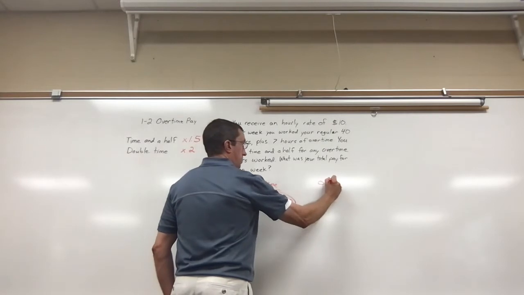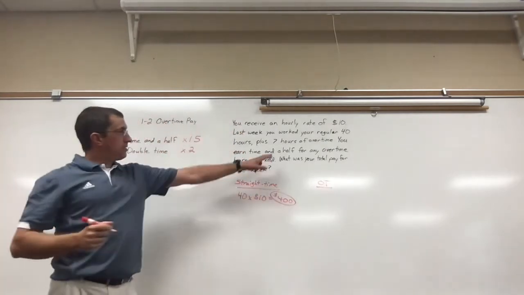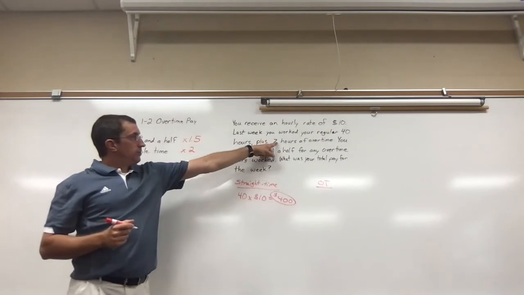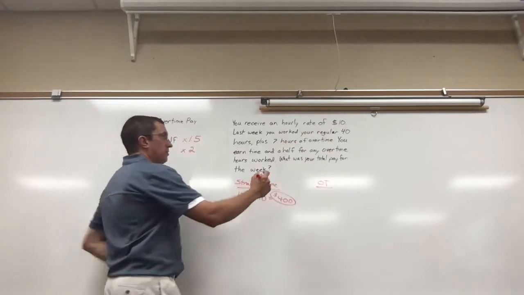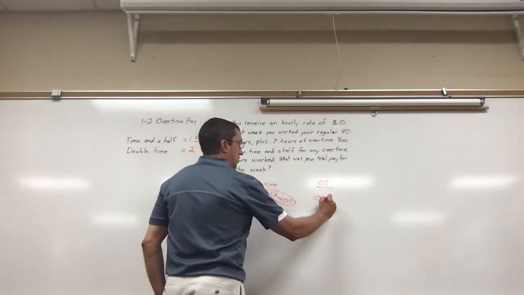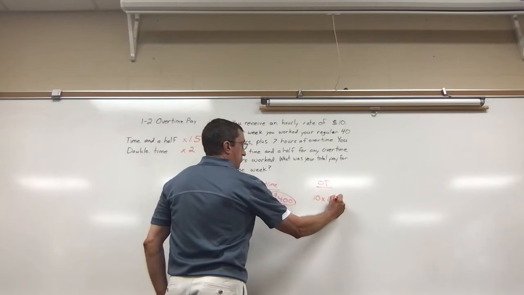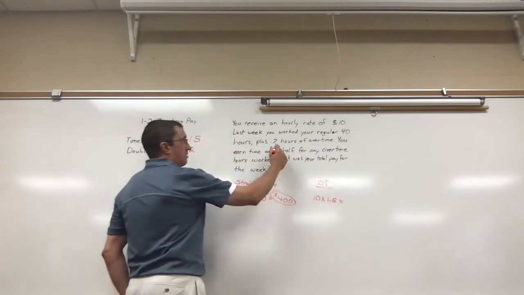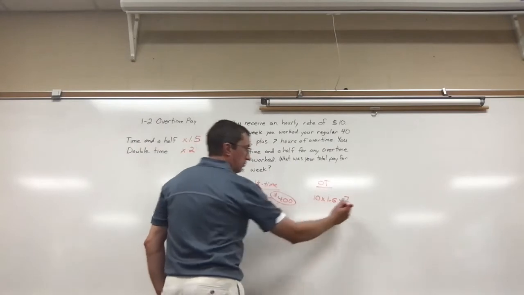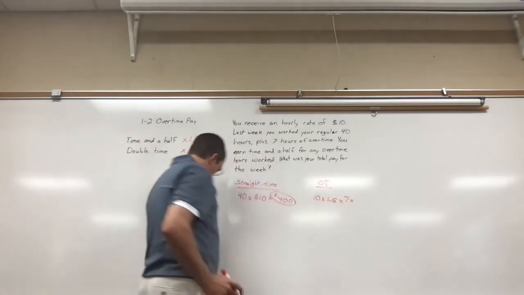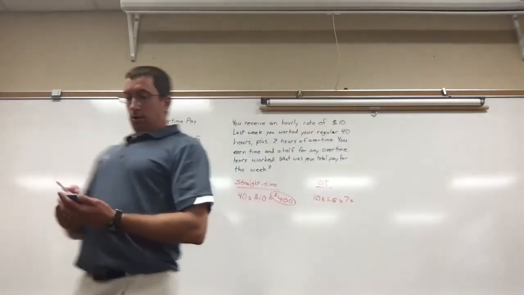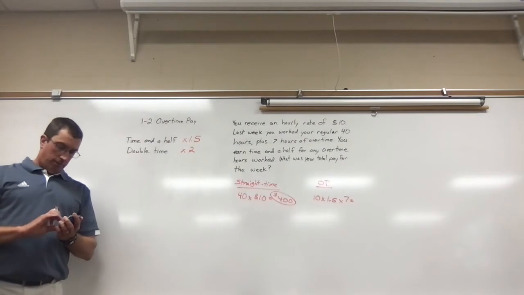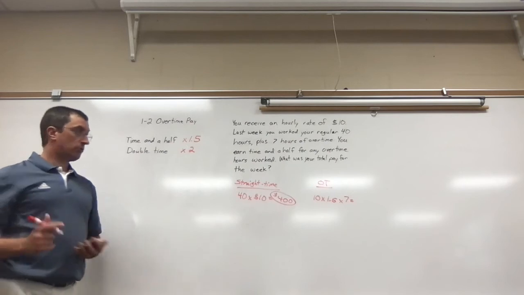Now we'll come over here and do the overtime pay. We're going to get paid time and a half for our overtime hours. There's 7 hours of overtime pay, and our regular pay is $10. We're going to multiply those 3 things together. Take our $10, our time and a half, that's 1.5, and then we have 7 hours of overtime pay. And we do that. Where's my calculator? 10 times 1.5 times 7 comes out to $105.